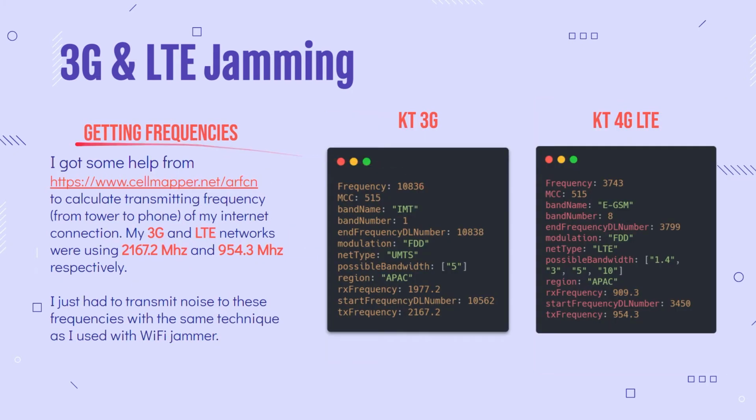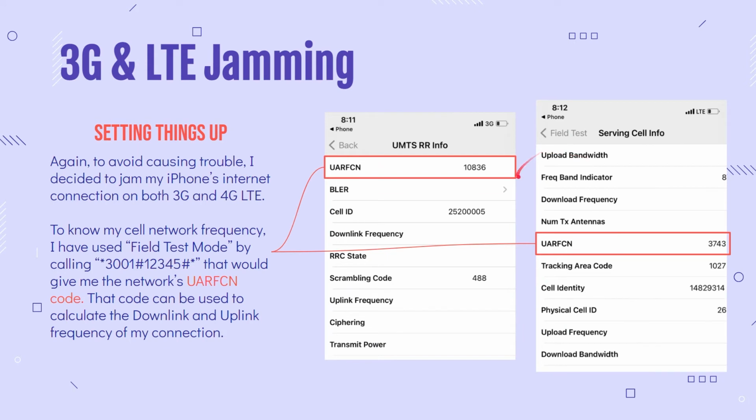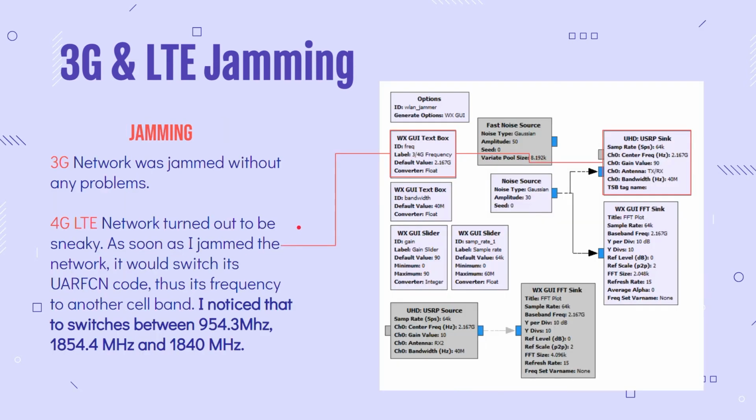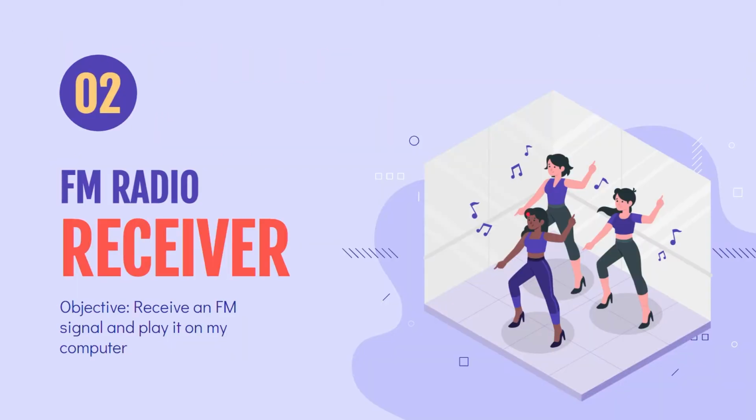Getting the frequencies, I got some help from a website called cellmapper.net, and I converted these numbers into uplink and downlink frequency for my 3G and LTE networks. My phone was using 2167.2 MHz and 954.3 MHz respectively. So now the jamming. The jamming technique works pretty much the same as it did with Wi-Fi jamming. So I specify the frequency and I jam it with the noise.